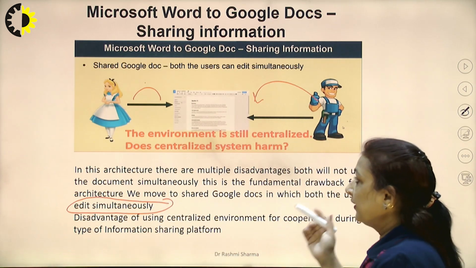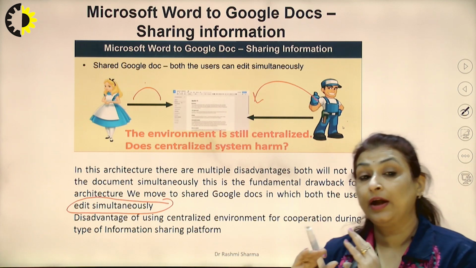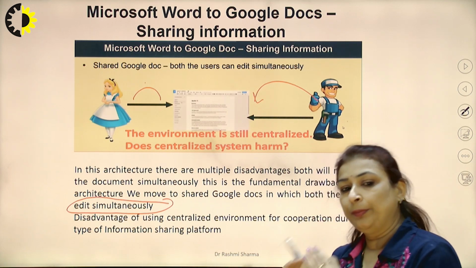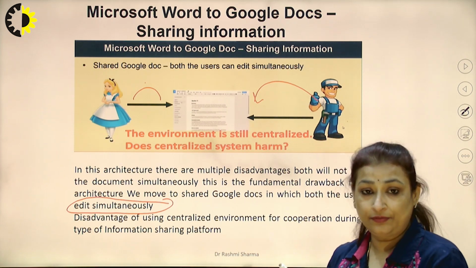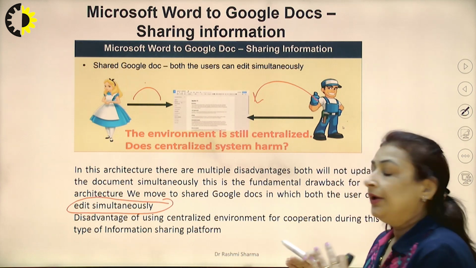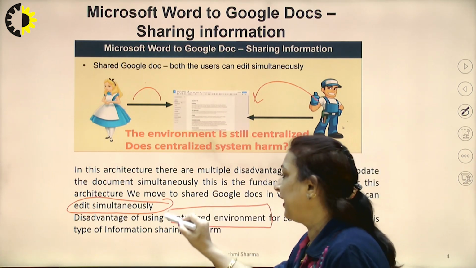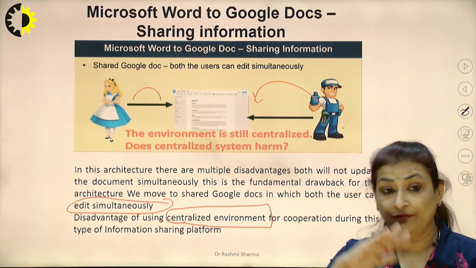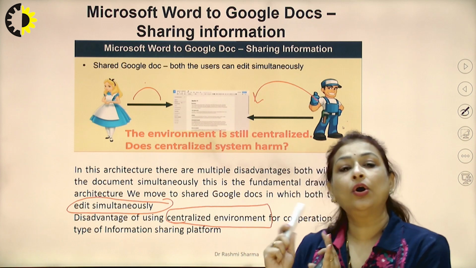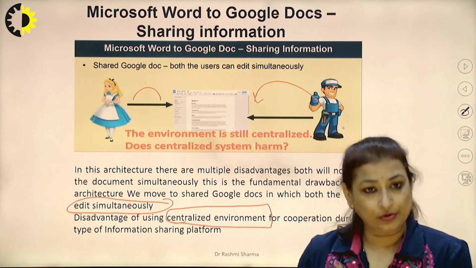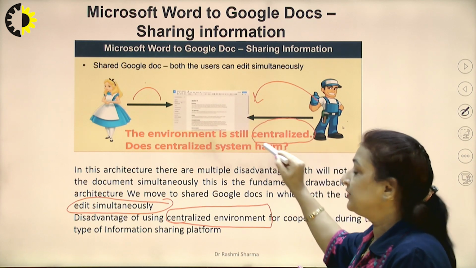So the keyword here is they can edit the document simultaneously. But still the problem here is that they are both updating a document which is centrally kept at a particular server or machine. So here the main disadvantage is that you have a centralized environment. Still we have not moved from centralized to decentralized or distributed, which we want for blockchain. Okay, so in this we have an environment which is centralized.